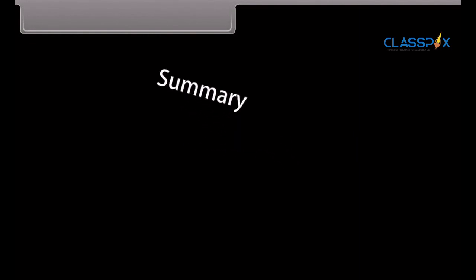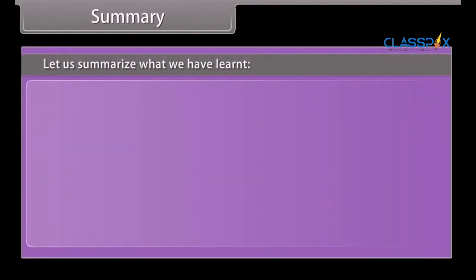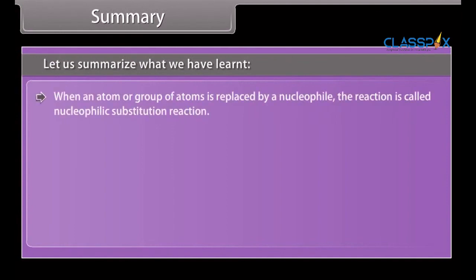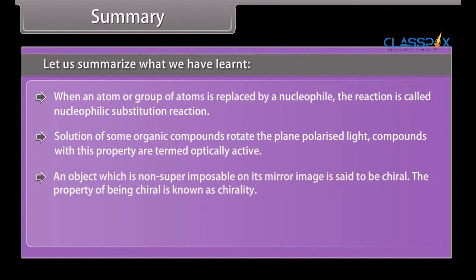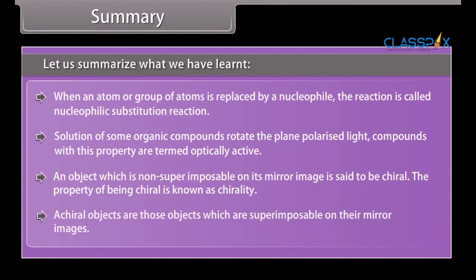Summary. Let us summarize what we have learnt. When an atom or a group of atoms is replaced by a nucleophile, the reaction is called a nucleophilic substitution reaction. Solutions of some organic compounds rotate the plane polarized light, and the compounds with this property are termed optically active. An object which is non-superimposable on its mirror image is said to be chiral. The property of being chiral is known as chirality. Achiral objects are those which are superimposable on their mirror images.